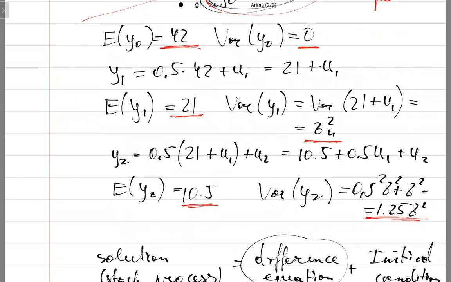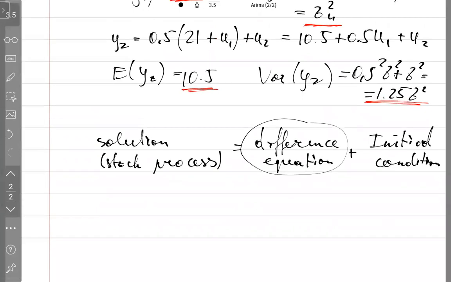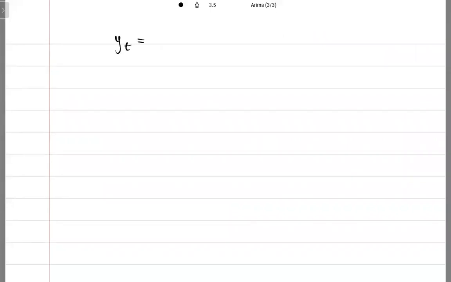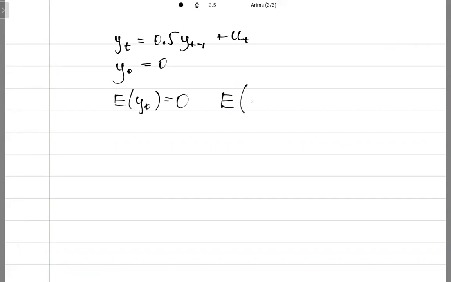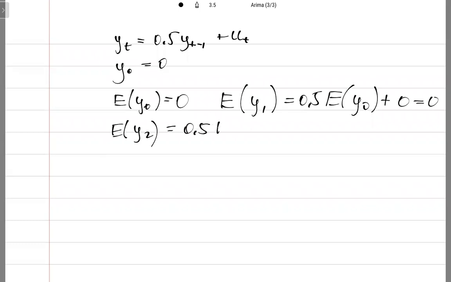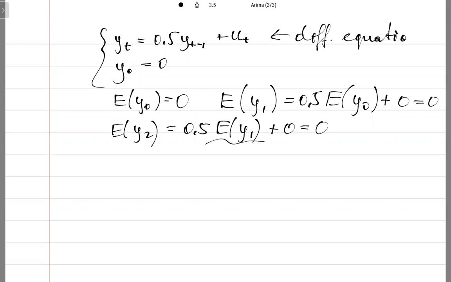I may add another condition. So let me add another initial condition. If I consider the same process, yt equal to 0.5 yt minus 1 plus ut, the same equation, but let me add y0 is 0. In this case, what is the expected value of y0? It's 0. What is the expected value of y1? It's 0.5 times the expected value of y0 plus 0, and it's also 0. What is the expected value of y2? It's 0.5 times the expected value of y1 plus 0, and by induction, we can say that the expected value is always 0. So this is the difference equation, and this is the initial condition.